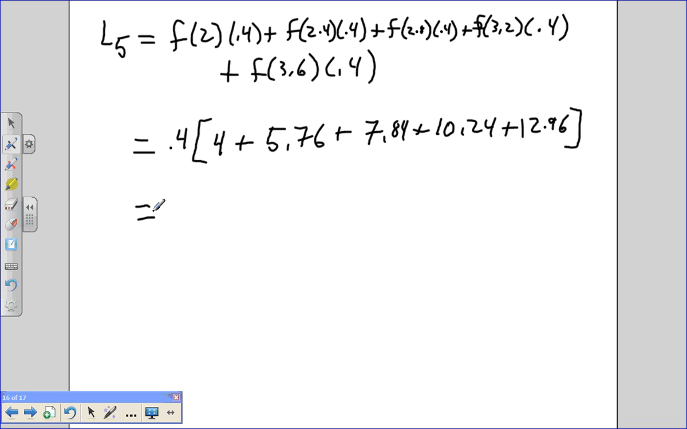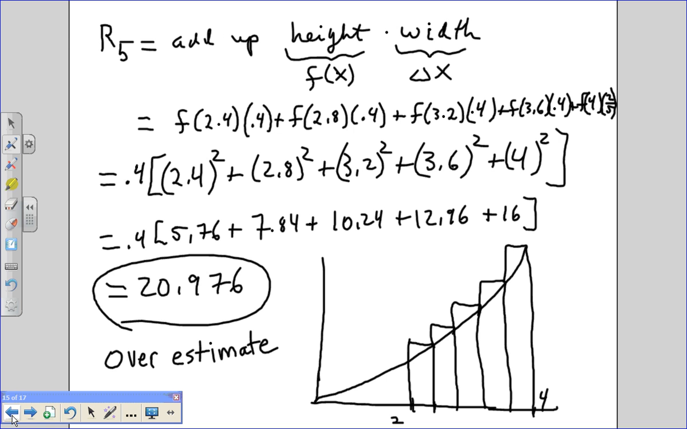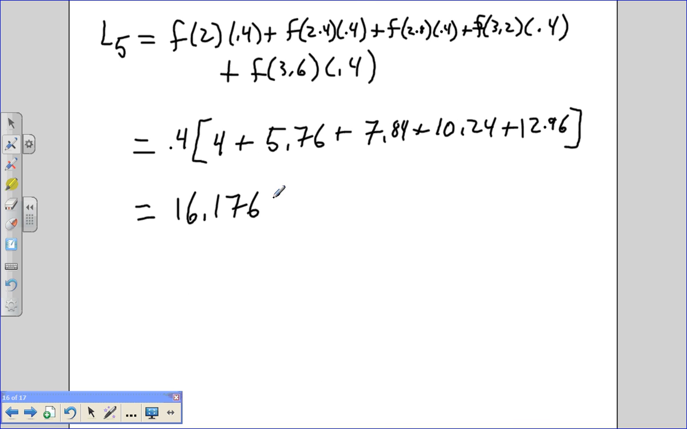So now we add all those up, and we get 16.176. And that's, of course, an underestimate. So you can see that my first number was 21 or so. This one's 16 or so. And so if I do midpoints, I'm going to end up in the middle.